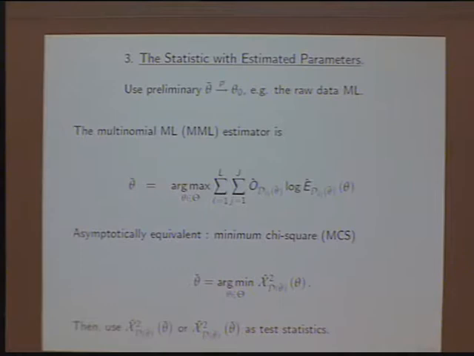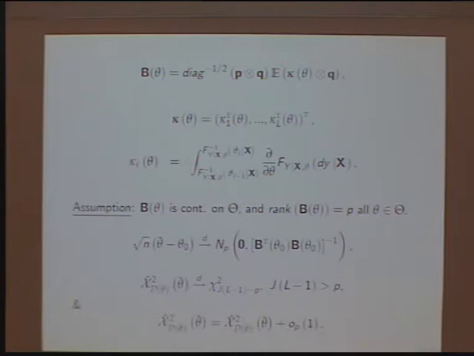Then when we have estimated parameters, we can use the multinomial maximum likelihood, this one, or the minimum chi-square, which is this one, in order to estimate the parameters. And we have proved, under the usual assumptions, that is, we have this matrix here, which is related to the multinomial score, that the parameters converge to this. This is the grouped data information matrix, and then this chi-square with parameters estimated by the multinomial maximum likelihood converges to the chi-square with degrees of freedom, what we had with no parameters, minus p. And if we use the other estimator, I mean the minimum chi-square, this is going to be asymptotically equivalent.